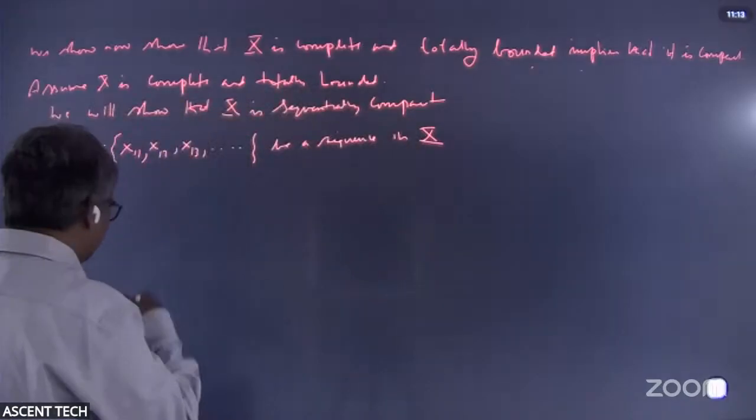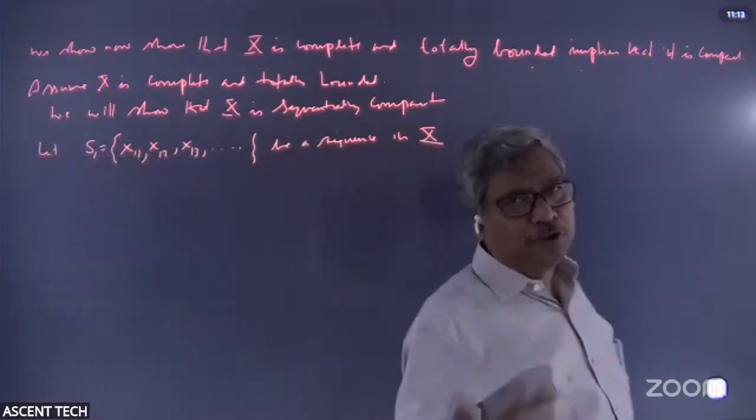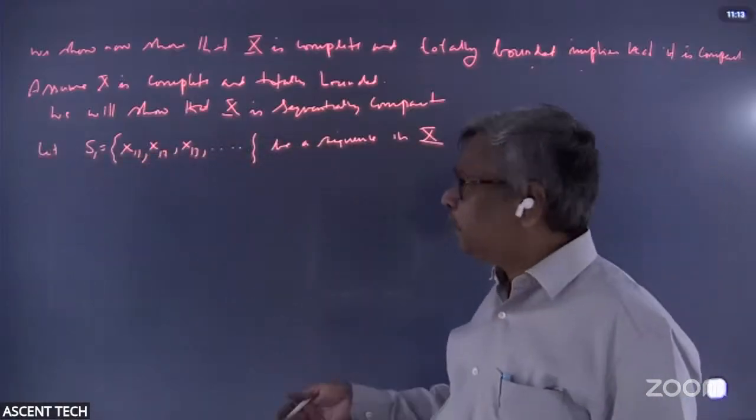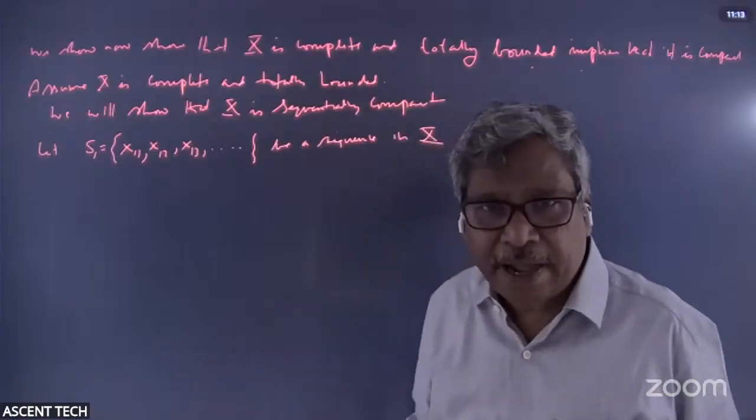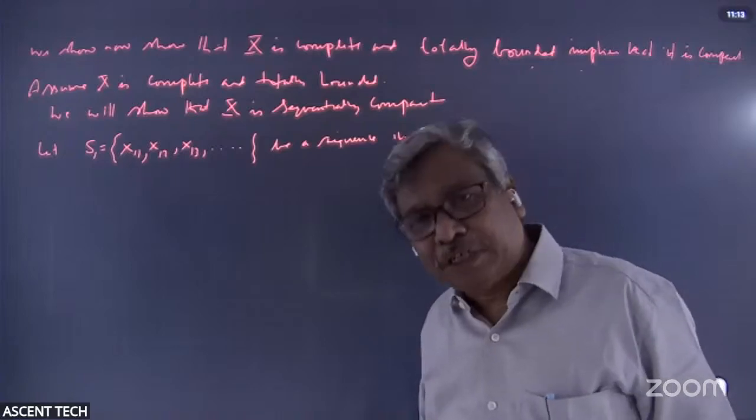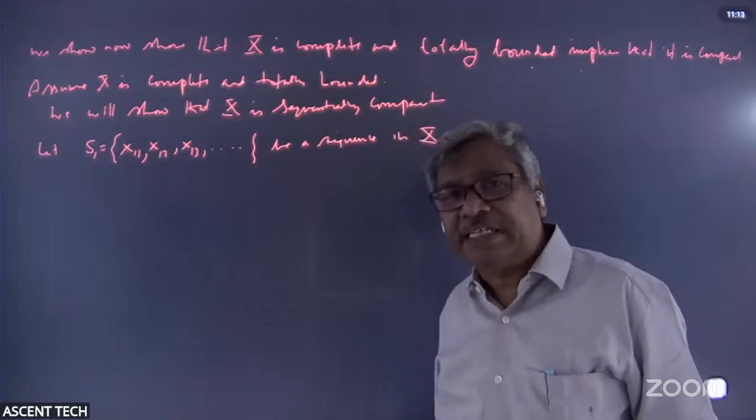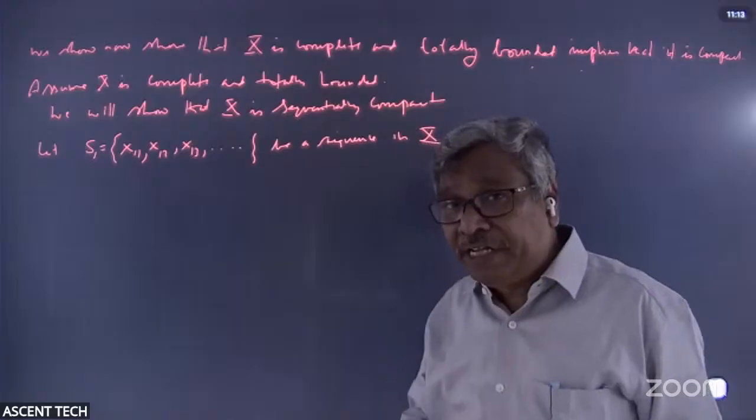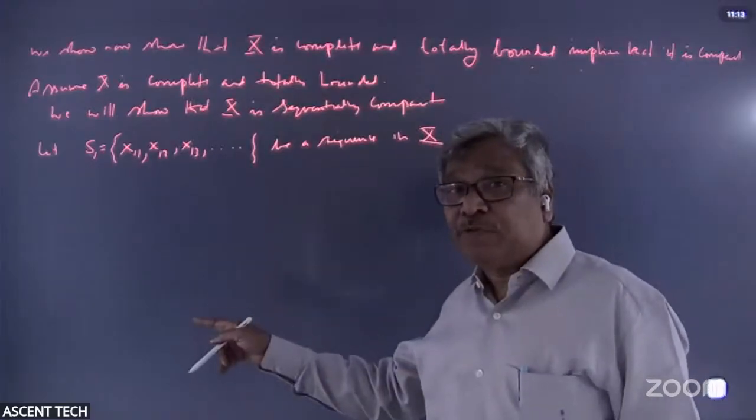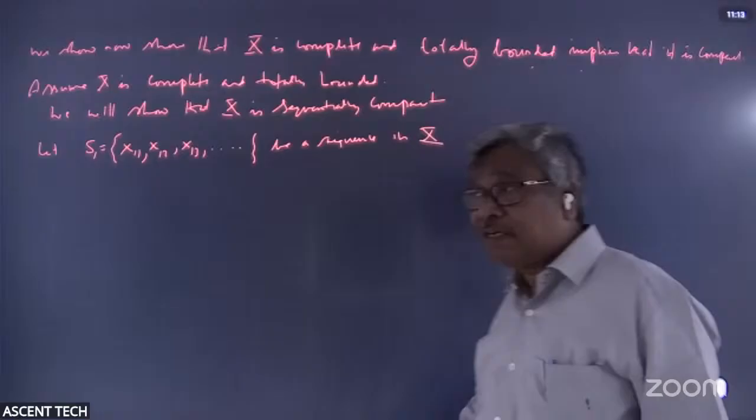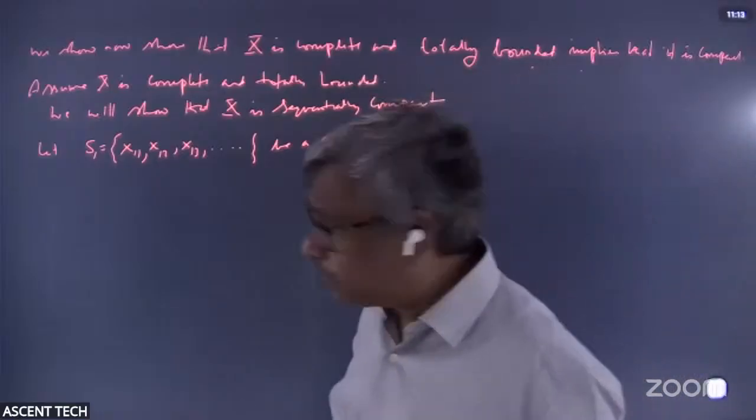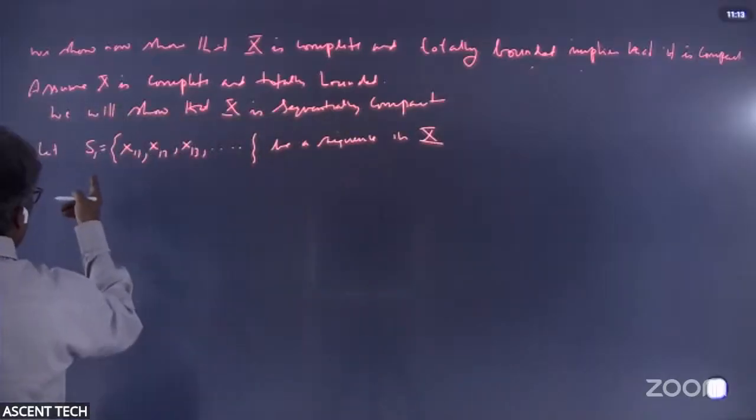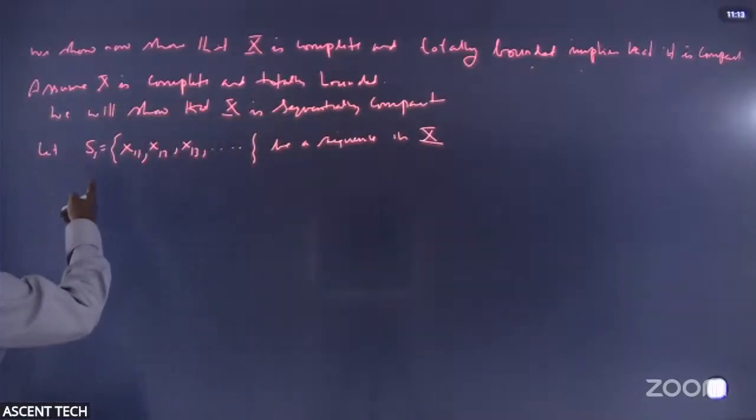So the first sequence that is given to me, I have assumed the sequence is X11, X12, X13, etc. Suppose this is a sequence in X. I have to show that it has a convergent subsequence. Actually, I prove that by showing that it has a subsequence which is Cauchy. Completeness guarantees the convergence of that sequence. I have to extract a subsequence of S1 which is a Cauchy sequence.